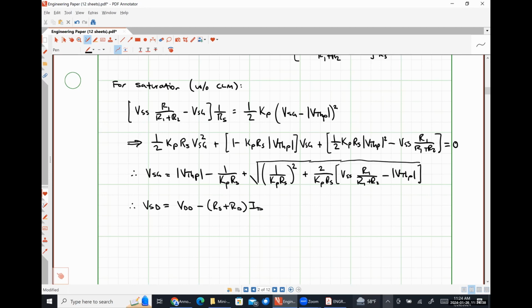Now underneath here, I'm going to do saturation with channel length modulation, and then I'll finally do triode.